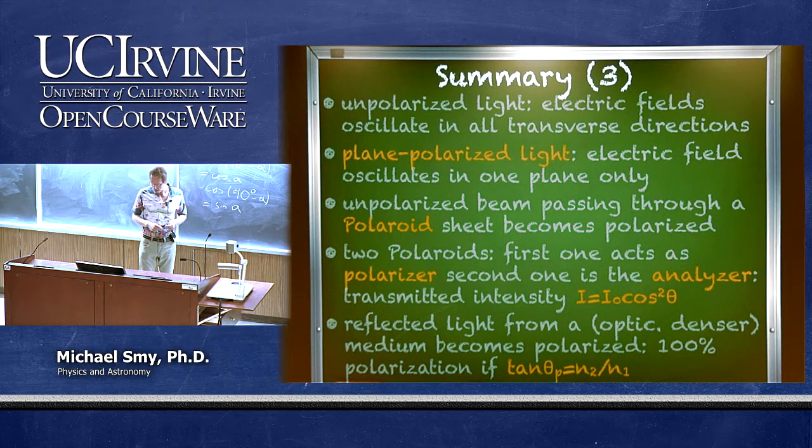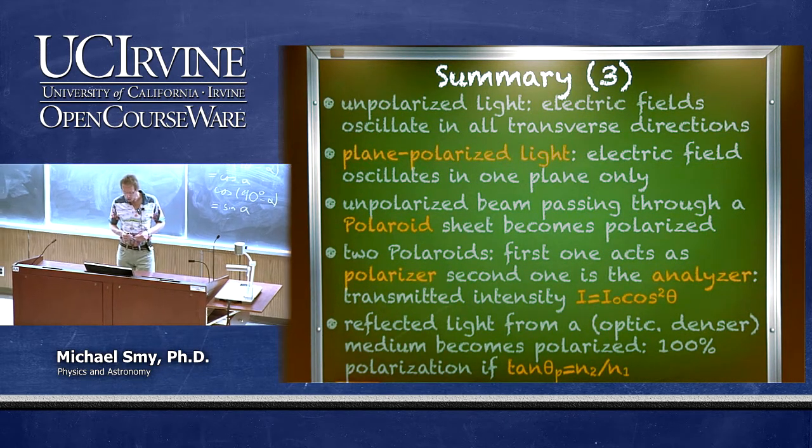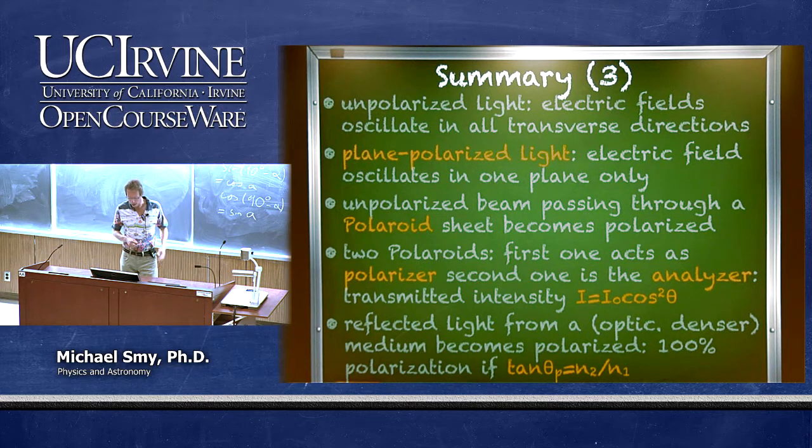And light reflected from an optically thinner into an optically denser medium becomes polarized, and there's 100% polarization at the so-called Brewster angle, for which the tangent of that angle is equal to n2 over n1.